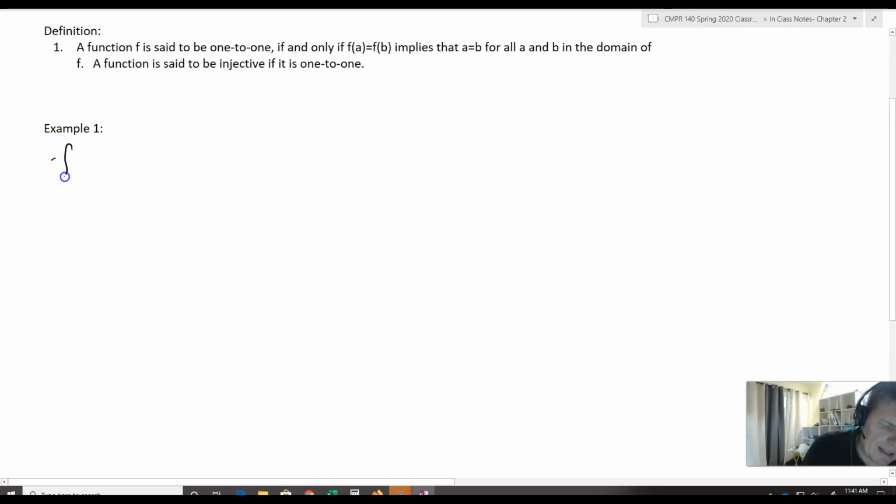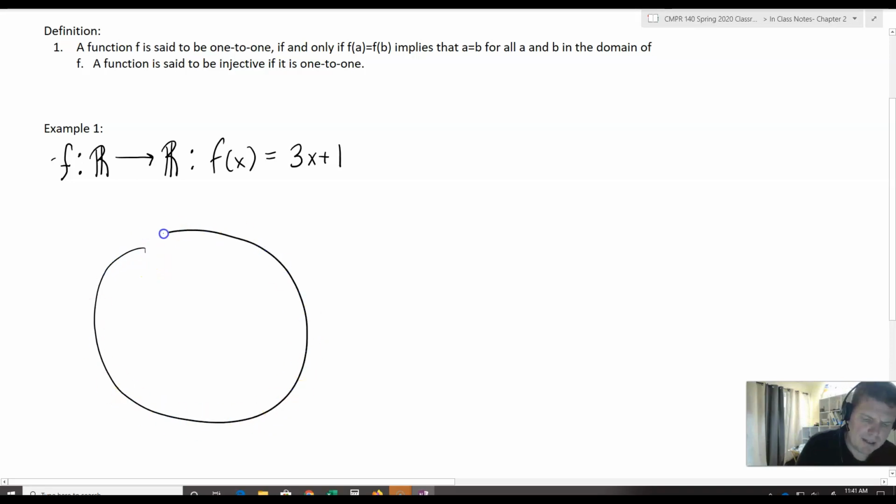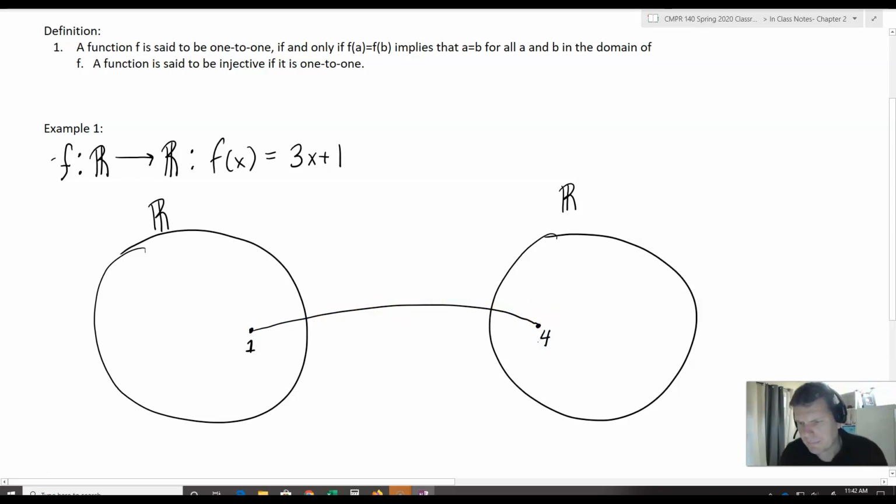So we'll take a look at the function f that'll go from R onto R, and we'll define it by f of x equals 3x plus 1. Now, over here I've got my domain, and that's R. And over here in my codomain, this is also going to be R. So I will map, let's say for example, 1 to 3 times 1 plus 1, it'll map to 4. So that's good. It's a function. That's what we should expect to have happen. We know that 1 will only map to one other element.